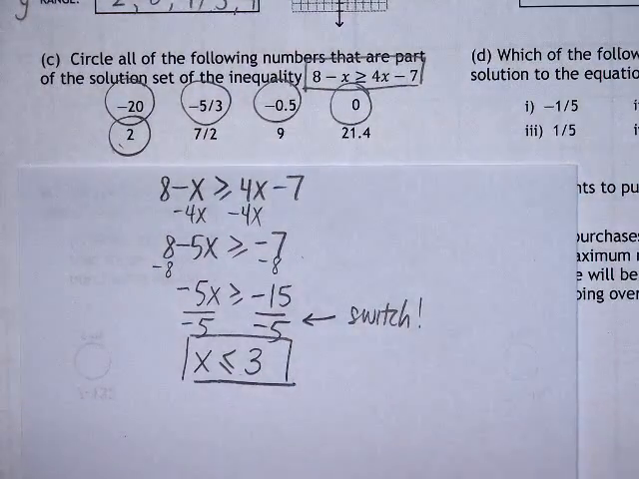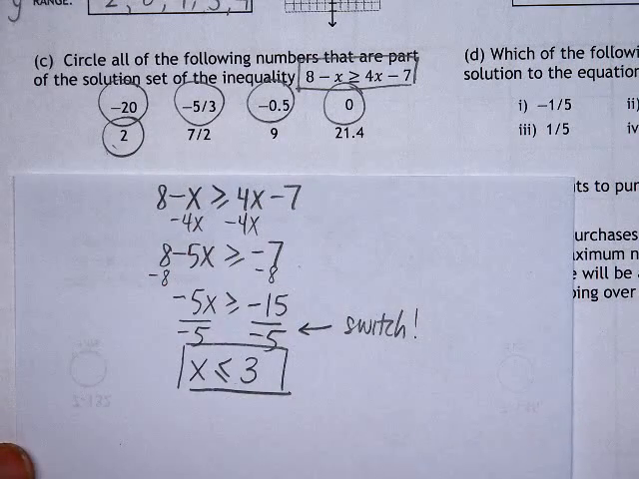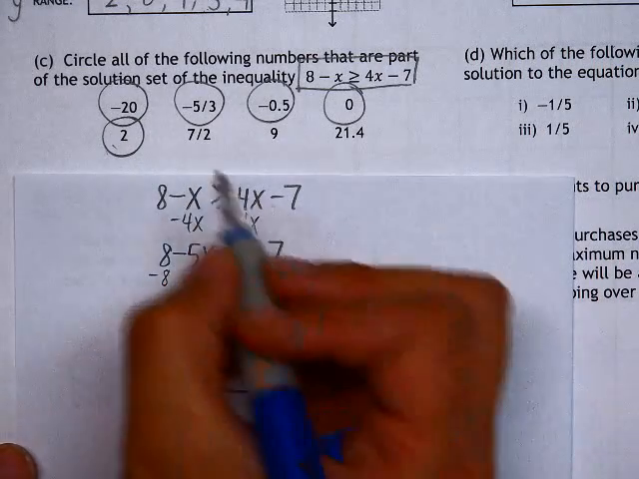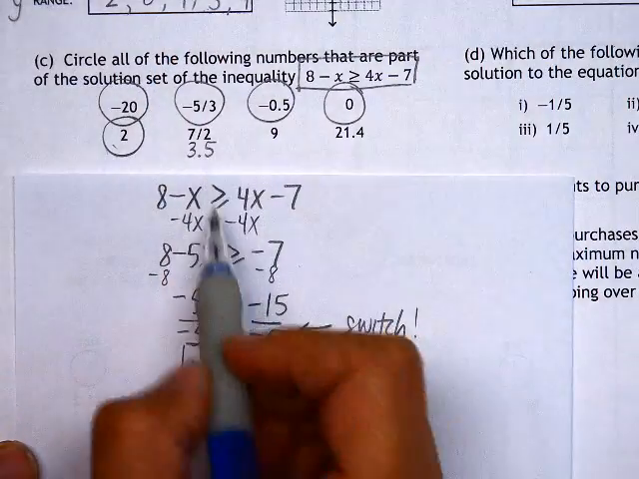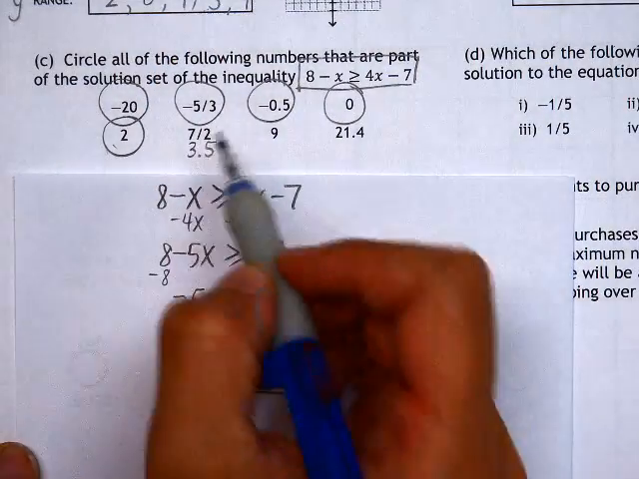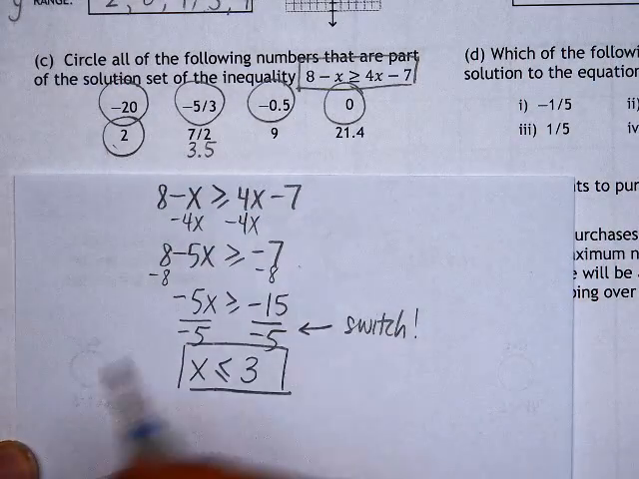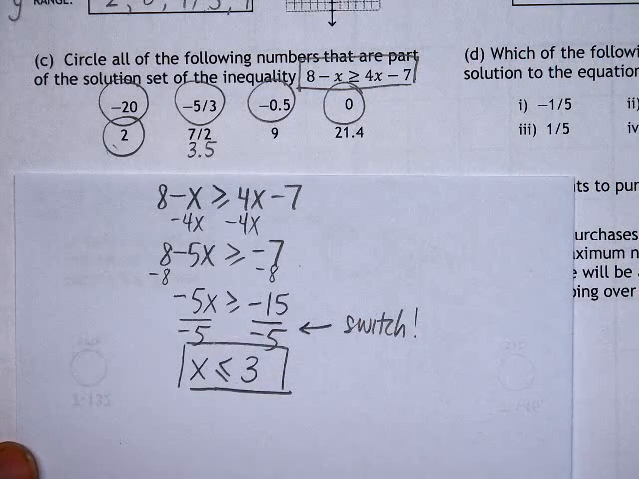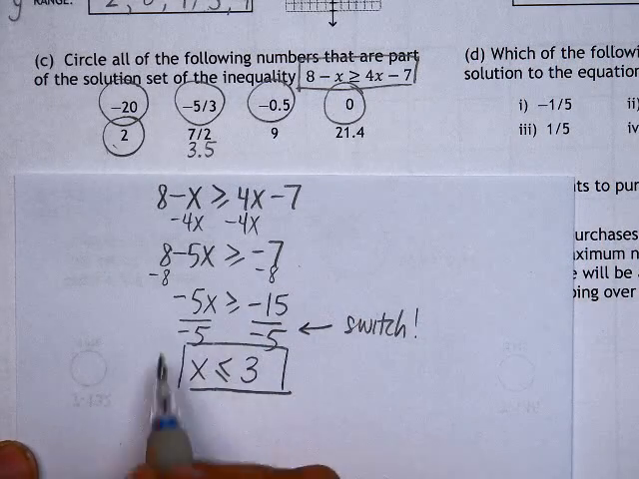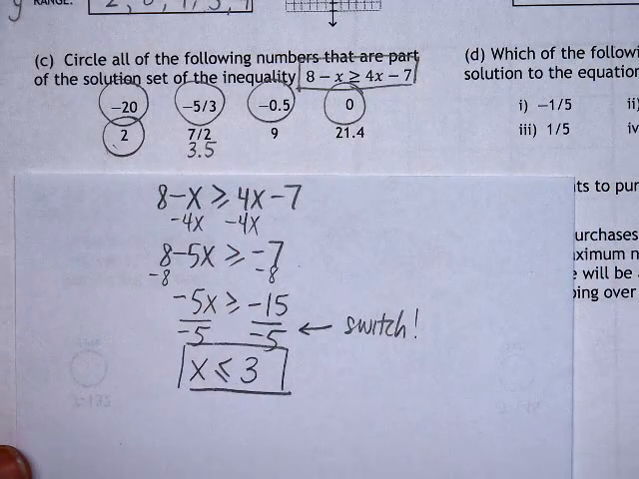Just to check, let's look at some of these funny ones. 7 over 2, 7 halves as a fraction, you could just divide. 7 divided by 2 gives me 3.5. 3.5 is not less than 3, so we can't circle that one. 9 is not less than 3, we can't circle that one. 21.4 is not less than 3, so we can't circle that one. Which means we can really only circle any of the values less than or equal to 3, and those were the only values that worked for us.